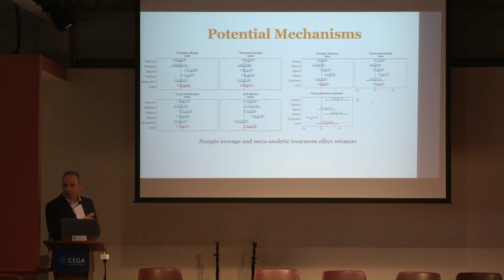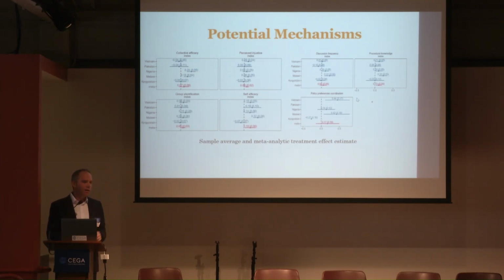The thing that I want you to see here is looking at the mechanisms and trying to match the pattern of the mechanisms to what we saw in the treatment. And two things stand out. So we didn't move the needle very much on either group identification or perceived injustice. From our treatment bundle, the place where we appeared to move the needle was on that collective efficacy, right?